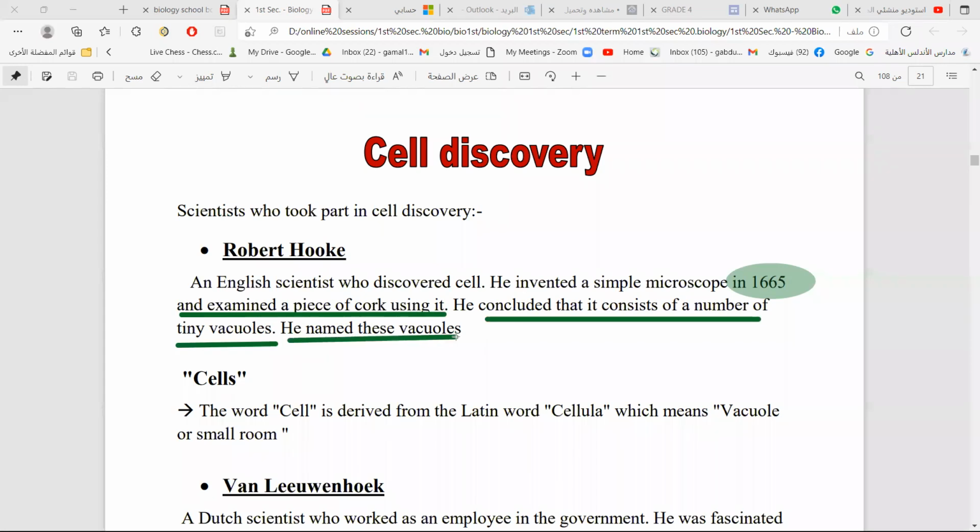These vacuoles or holes, he called them cells. The word cell comes from the Latin word cellula, which means vacuole, or a hole, or a small room. So the name cell comes from Robert Hooke. We can say that he is the founder of the cell, and the one who gave the cell this name.